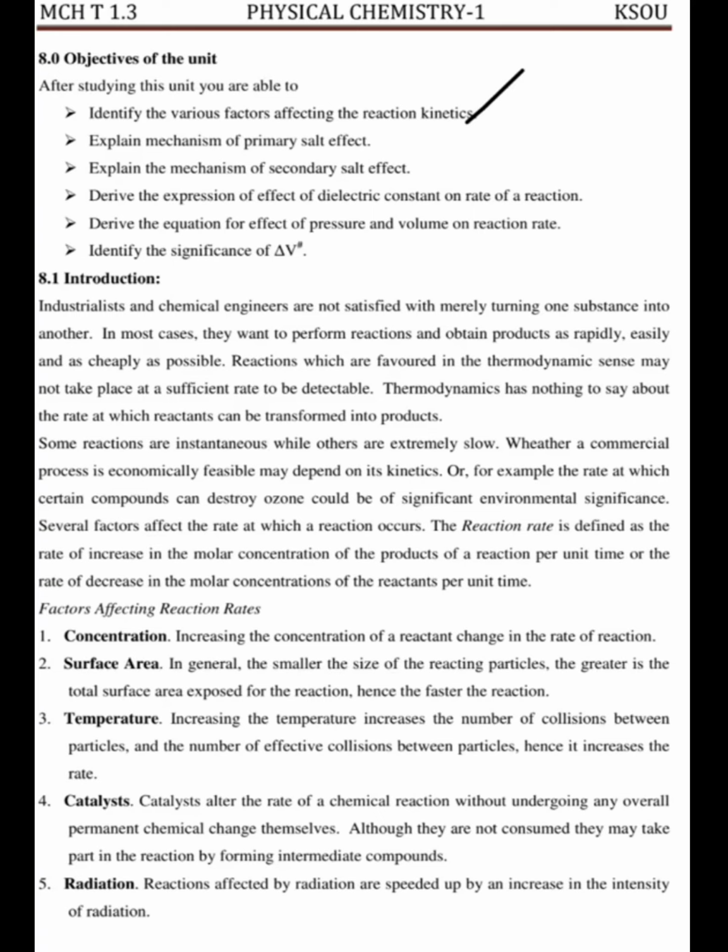So what is chemical kinetics? It's mainly for measuring the rate constant or rate of the reaction under different conditions. So here, with respect to pressure, volume, and also with respect to primary and secondary salt effects with different natures, we are going to study the rate of reactions.